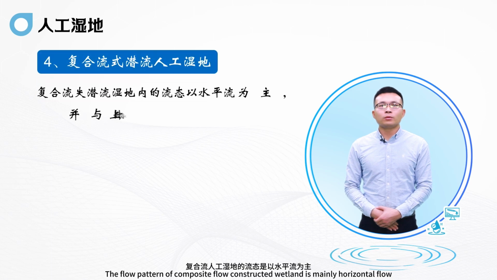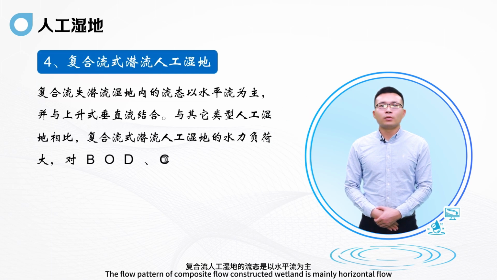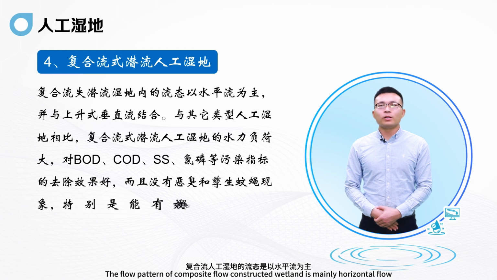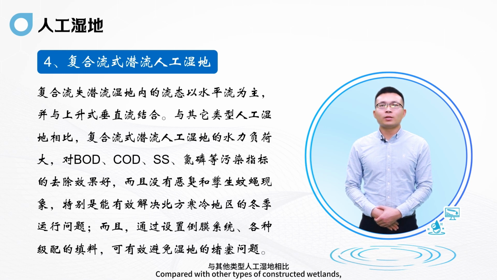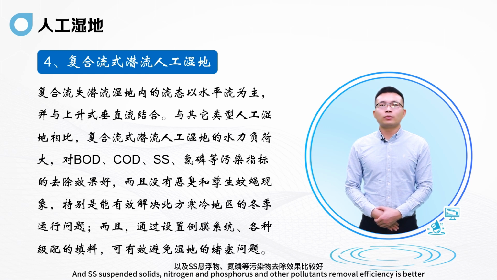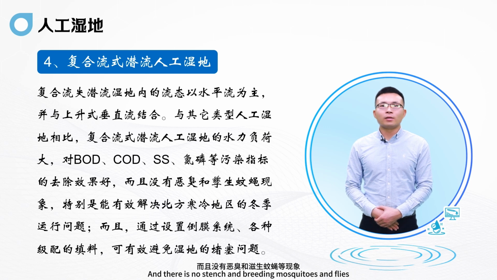The flow pattern of the composite flow constructed wetland is mainly horizontal flow, combined with ascending vertical flow. Compared with other types of constructed wetlands, the hydraulic load of the composite subsurface flow constructed wetland is large. The removal efficiency for BOD, COD and other organic indicators, SS suspended solids, nitrogen, phosphorus and other pollutants is better, and there is no stench and no breeding of mosquitoes and flies.